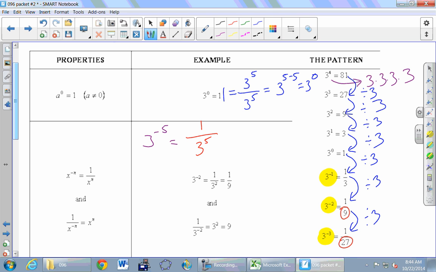Just says divide by 3 the right number of times. So negative exponents really just mean put a 1 on top, shove the whole thing downstairs and make it a positive exponent. So 3 to the 5th, I think it's 243. Maybe somebody can check that for me.